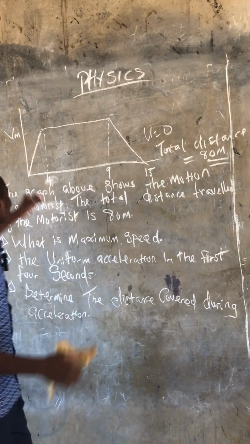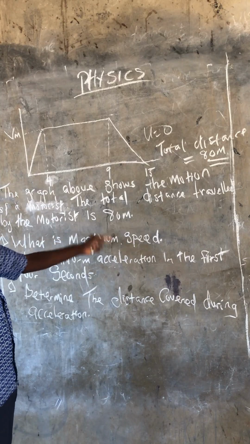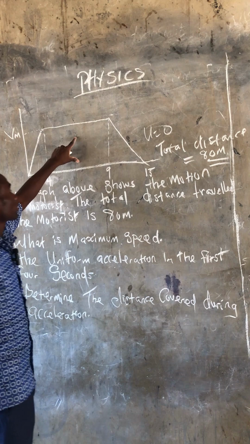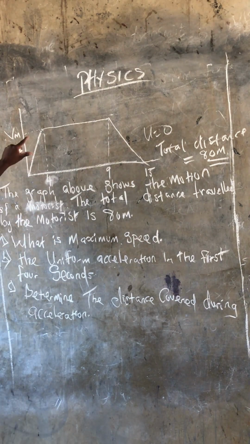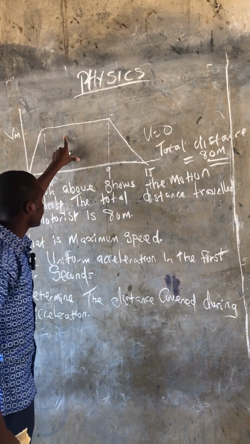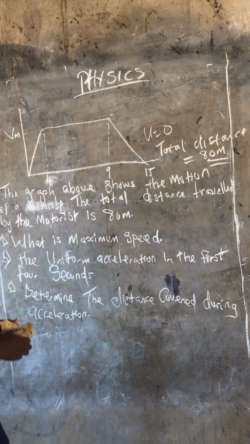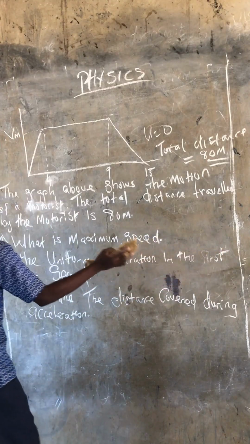Now, to use this graph to calculate the maximum speed, we have to look for the area of this right angle triangle. This is a rectangle, and this is another right angle triangle. So we have to first look for the area of this right angle triangle, the area of this rectangle, and the area of this last right angle triangle. Let's use that.